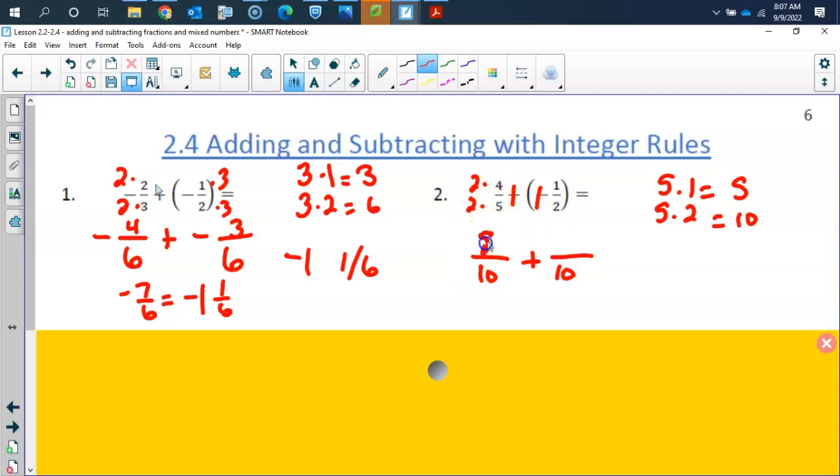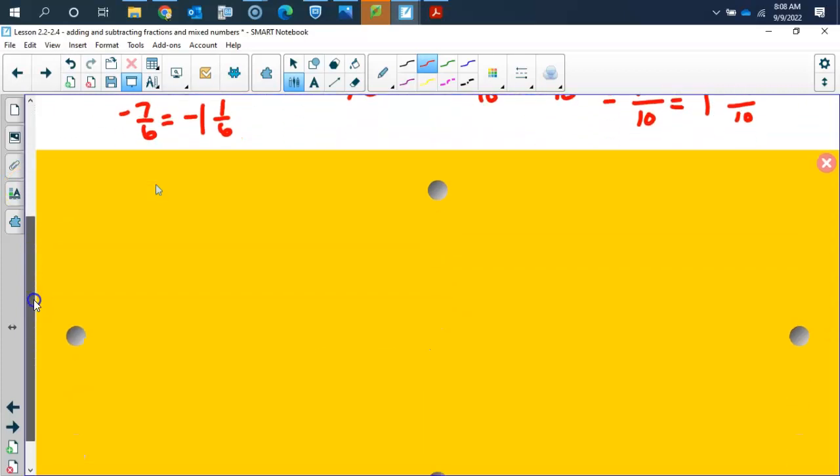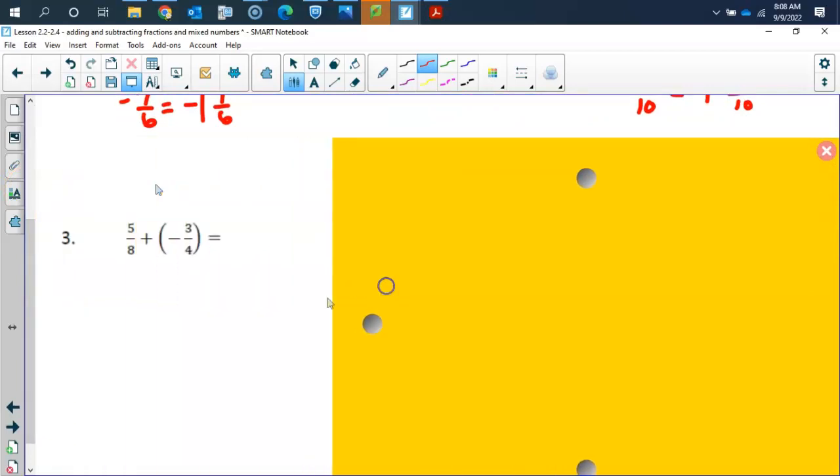4 times 2 is 8. What do I need to multiply 2 by to turn it into 10? I need to multiply by 5. 1 times 5 is 5. So I will have 8/10 plus 5/10 is 13/10. That is an improper fraction. So you change that to 1 and 3/10. All right. Now you're going to try number 3. Go.